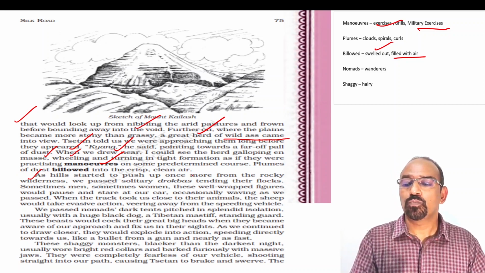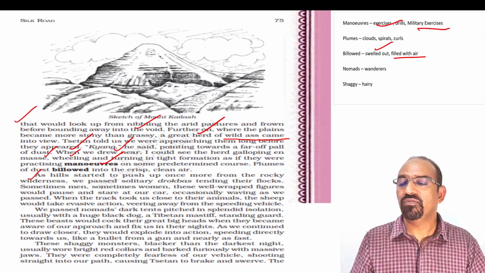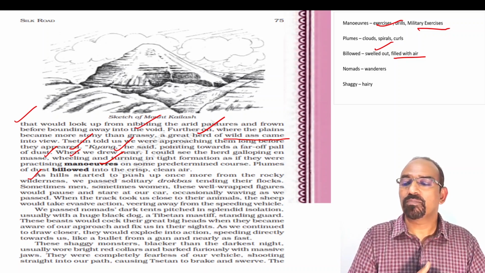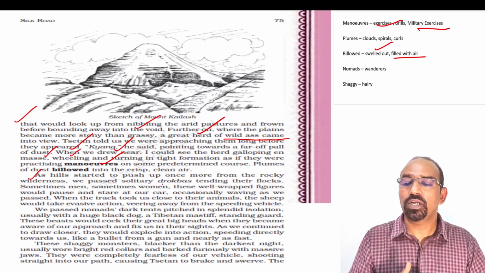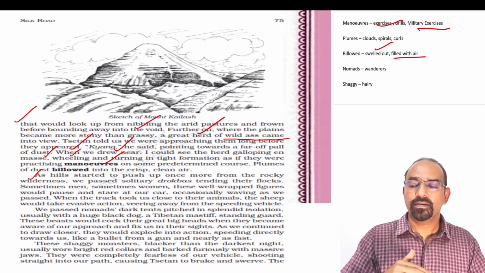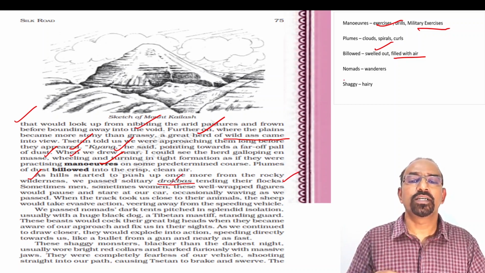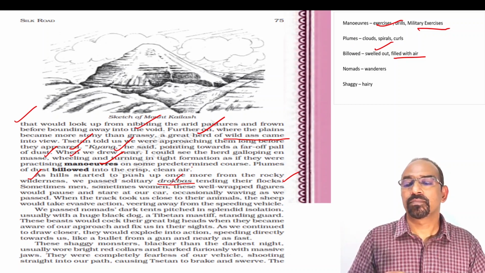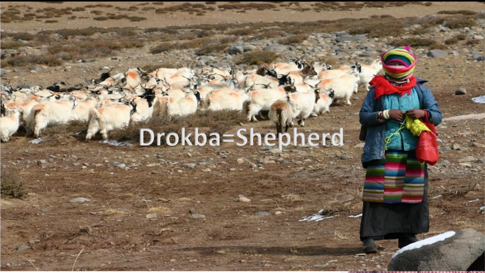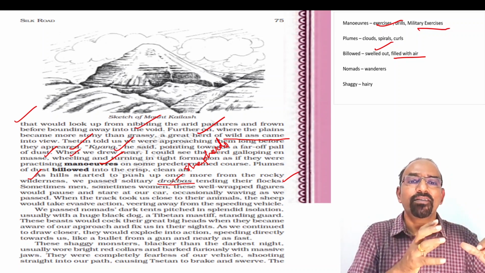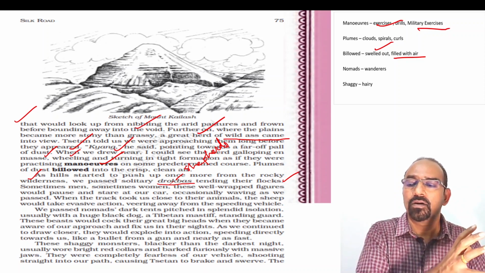As hills started to push up once more from the rocky wilderness, we passed a solitary drogba. Then we saw the solitary drogbas tending their flocks. Drogbas here means shepherds. Solitary drogbas, they are not in a group but in isolation. We see drogbas tending their flocks of sheep.